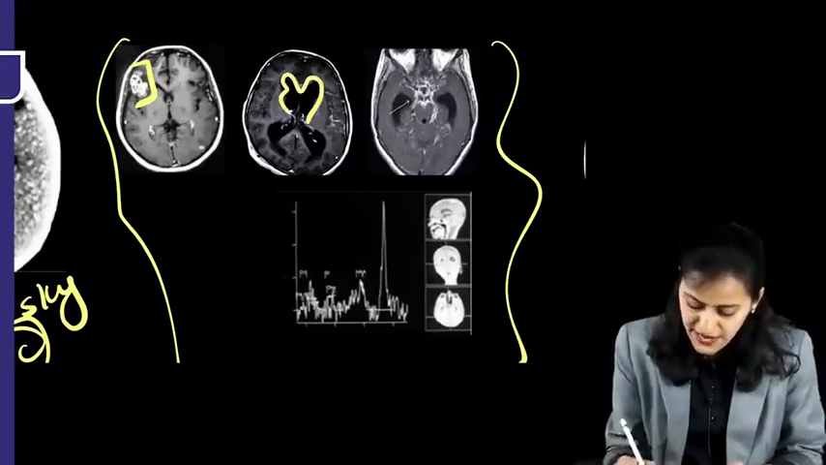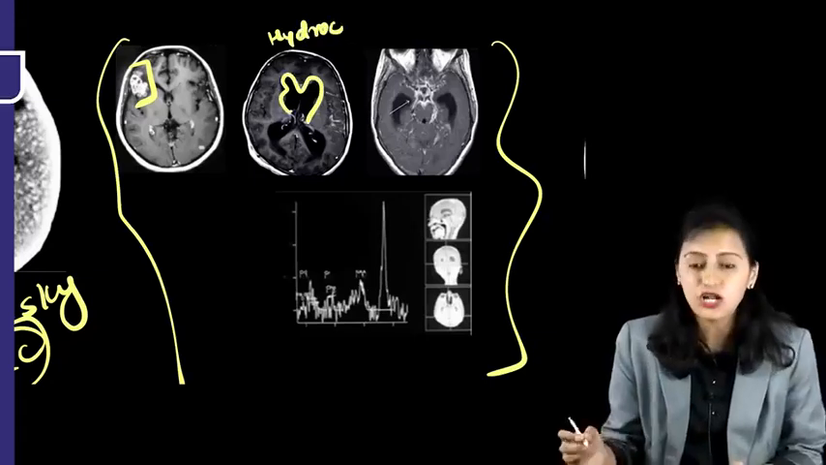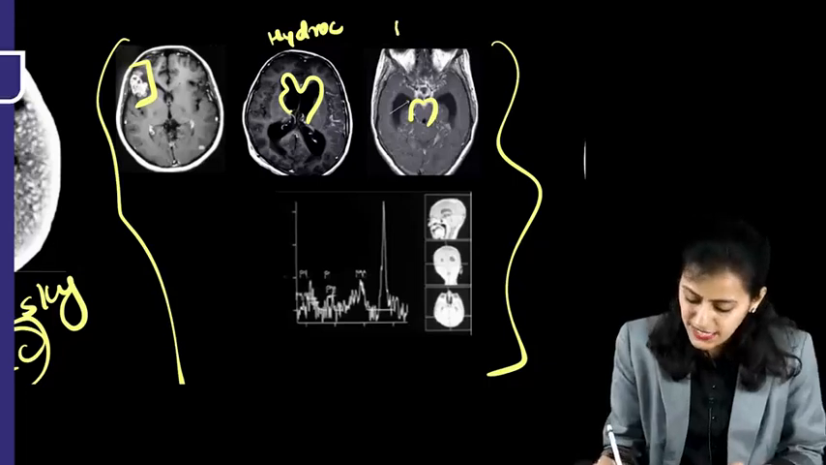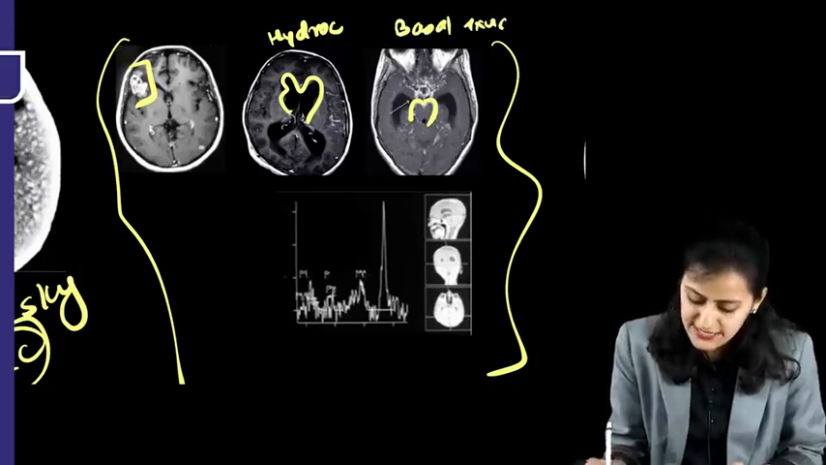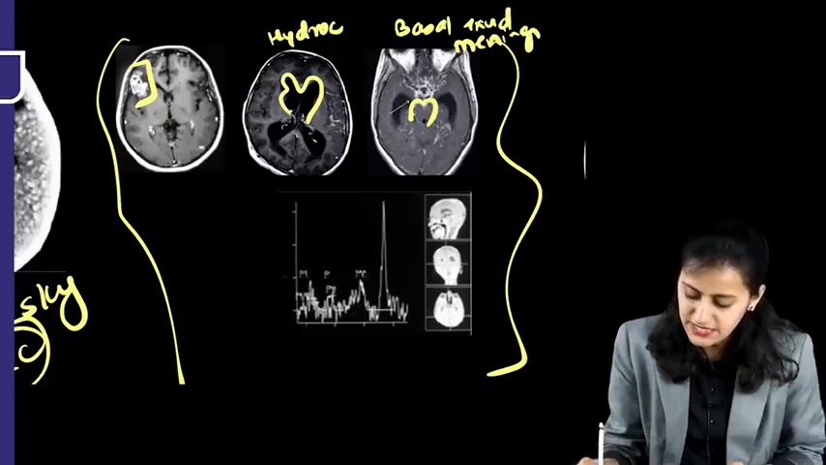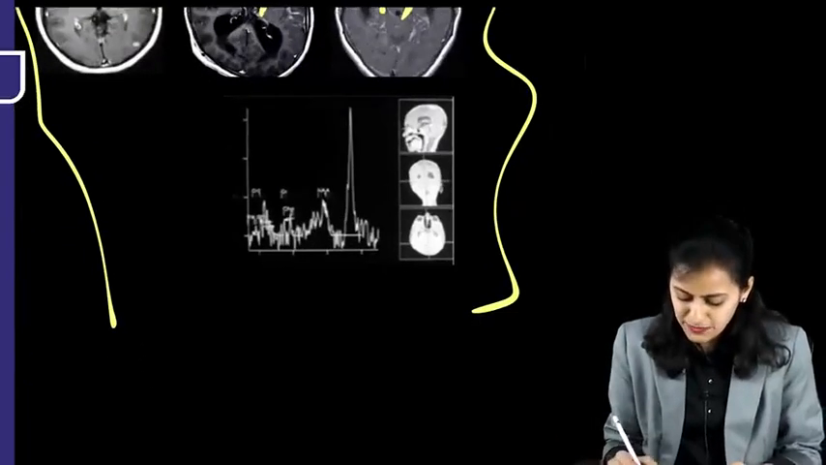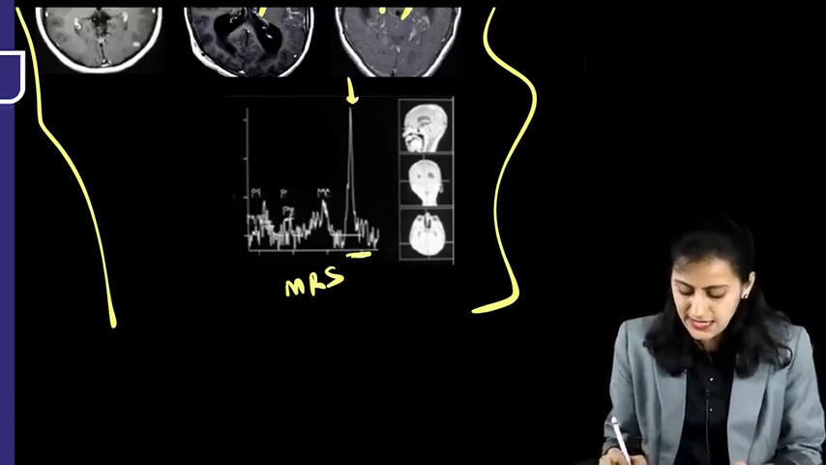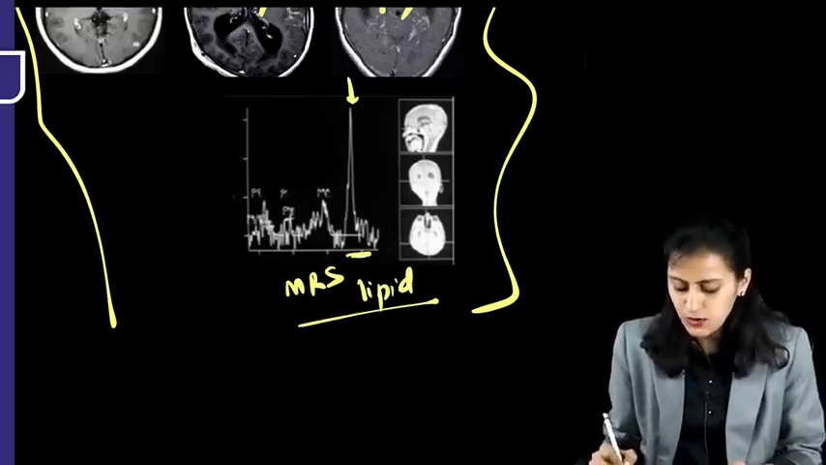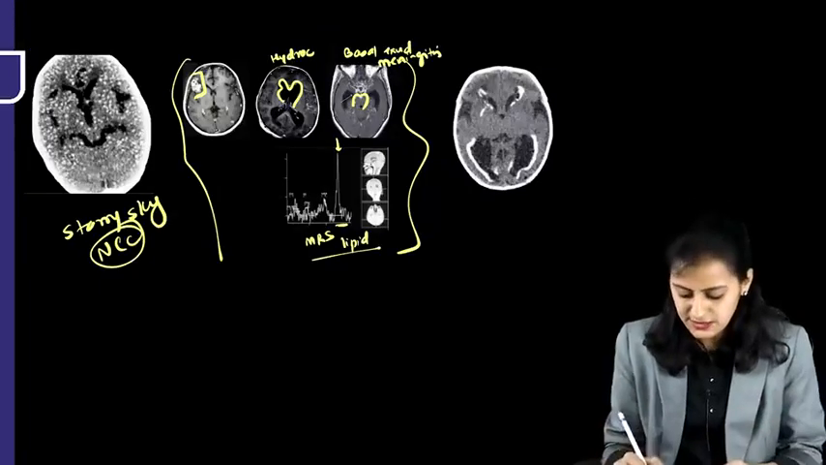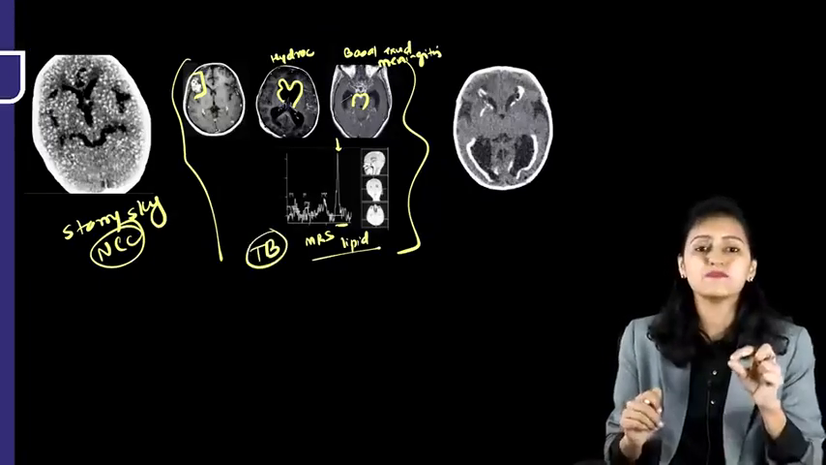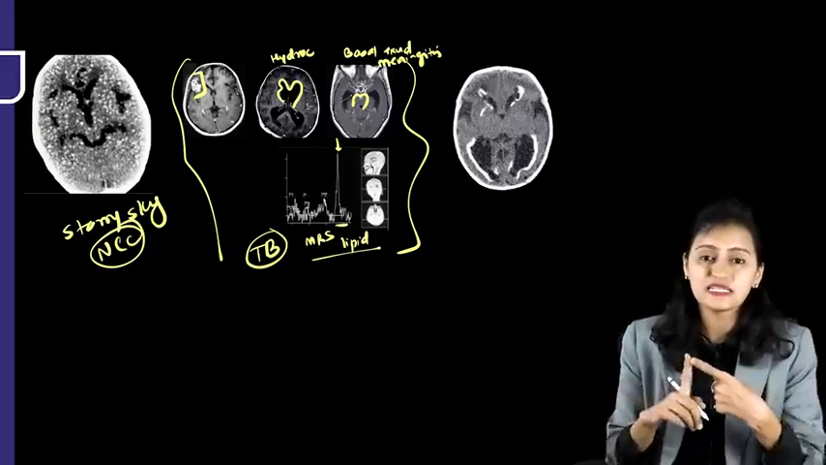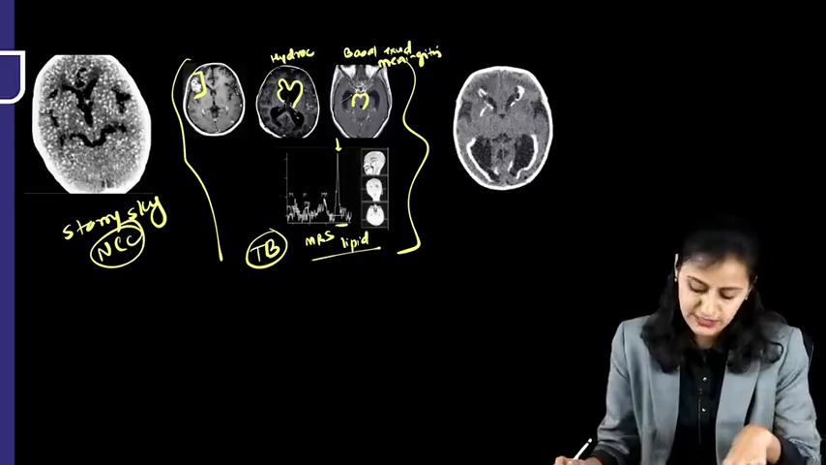The next image here, where you see the conglomerate lesions, where you see hydrocephalus. So conglomerate lesions along with hydrocephalus, along with meningitis, the basal exudates which are enhancing, and in the MR spectroscopy, this peak is the lipid peak. All these features tell you that this is TB. Remember, TB bacterium has mycolipid. So it gives the lipid peak, meningitis, hydrocephalus, and the conglomerate lesion.